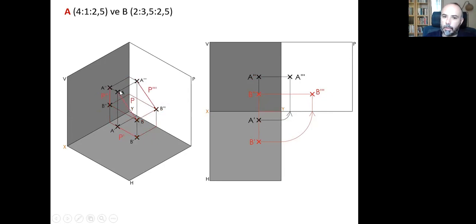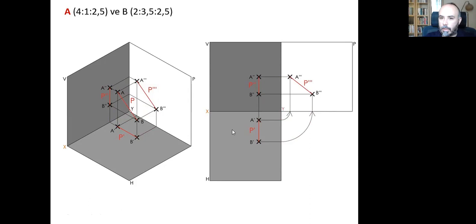And when I combine A and B, I will get the projections of P. Let's say that the name of this line is P. So if I am looking from here, I am seeing the upper view of P, which is indicated as P prime. And if I am in front of the system, I am seeing the second projection of P, which is P double prime. And on the left side, I am just seeing the third projection of P here, which is the P triple prime.